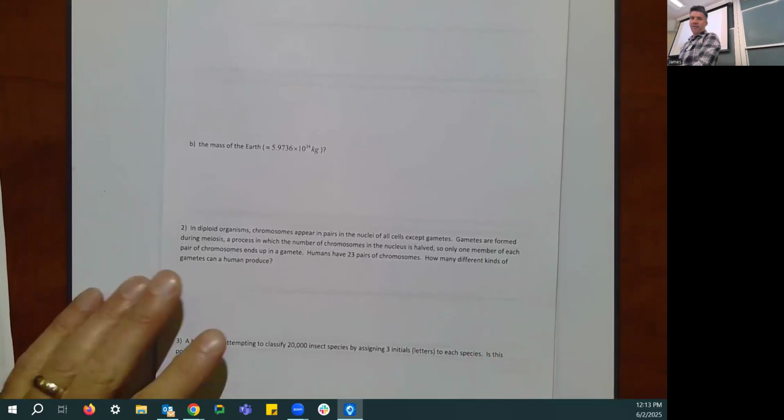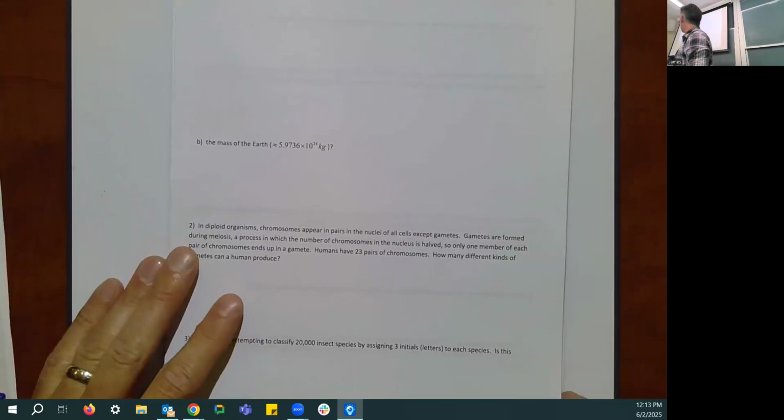Can we see? Sorry, the screen here is not working for some reason, so I can't see what's up there without actually looking up there.